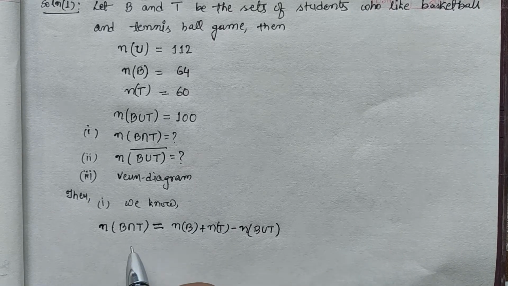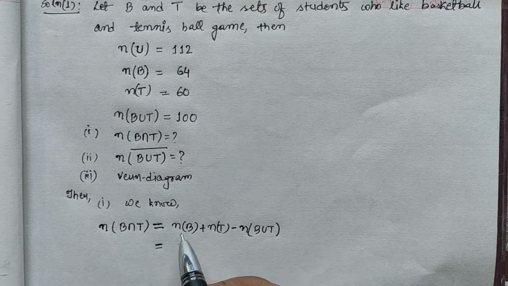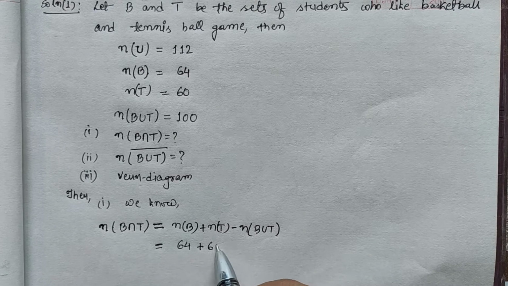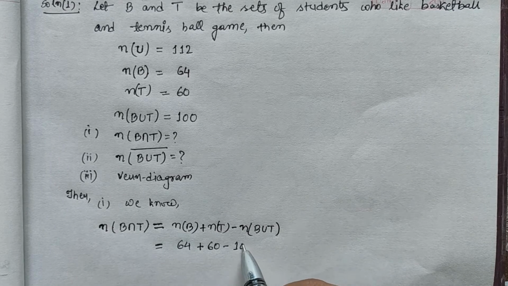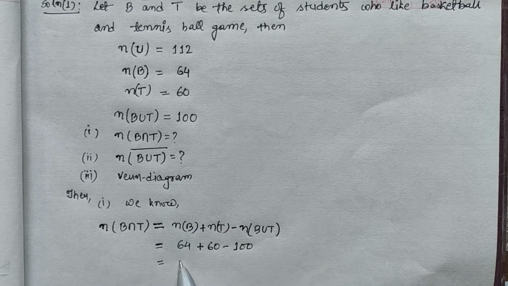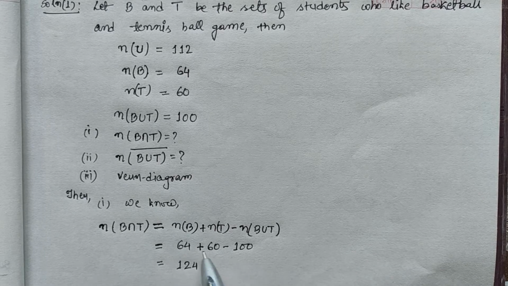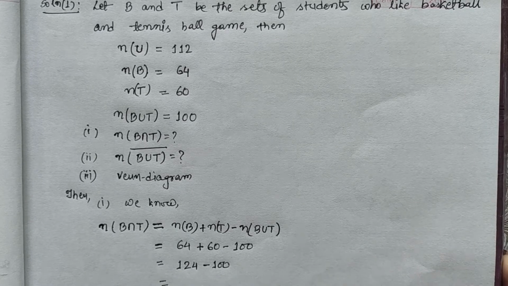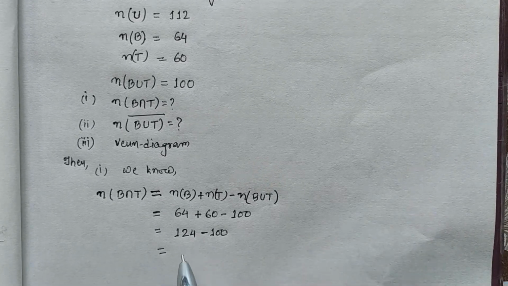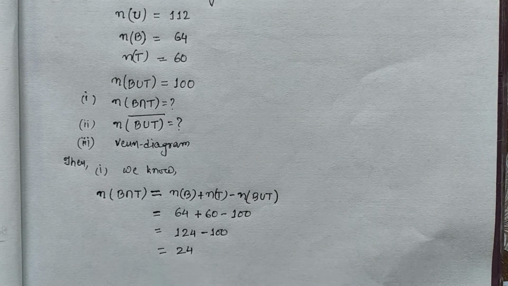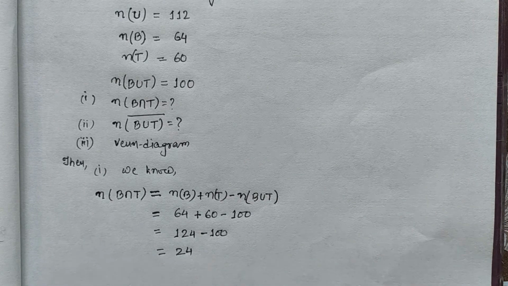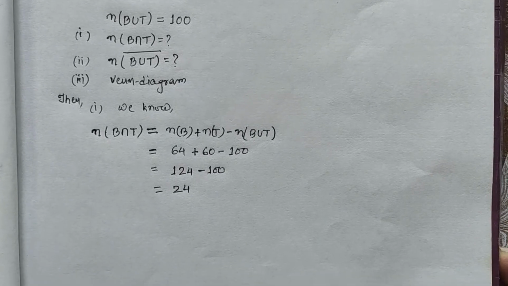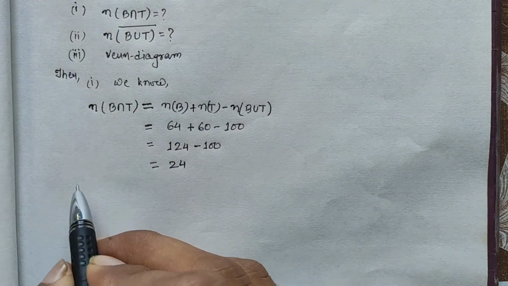Okay, so n(B) is given as 64, plus n(T) is given as 60, minus n(B union T) is given as 100, so it becomes 124. We have added these two, and minus 100, so how much is it? It is 24. Subtract it. So the intersection is 24. Okay, so we have found the first part, and then we will move on to part double I.